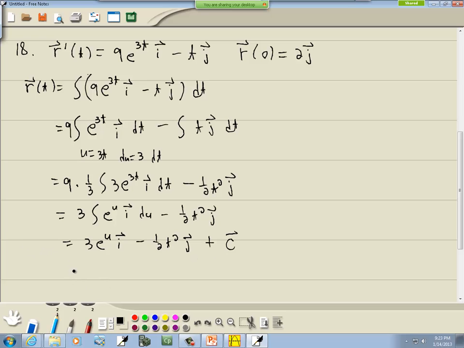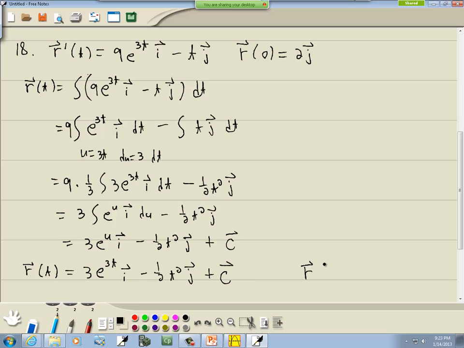And then I'll put that notation back in. U, we said, was 3t, so plug that in. Make it a little bit neater so you can see it. That's 3e to the 3t i minus 1/2 t squared j plus a constant vector.